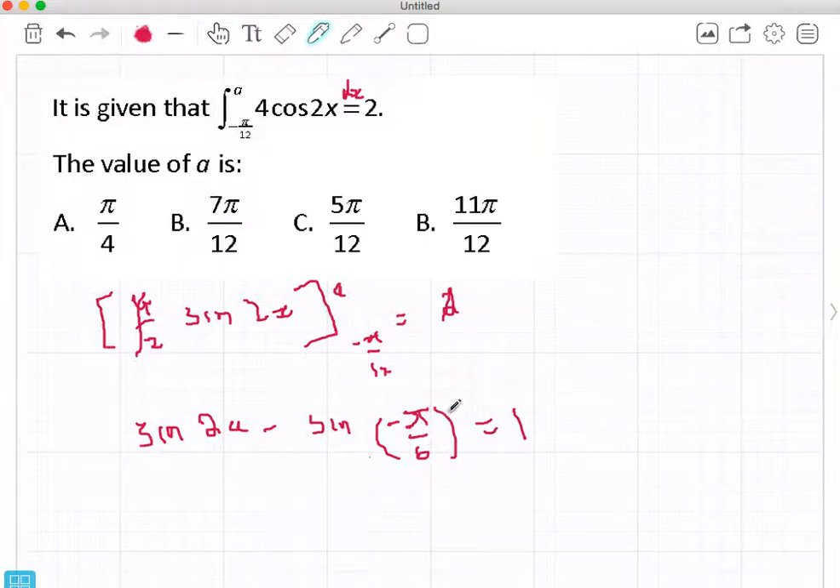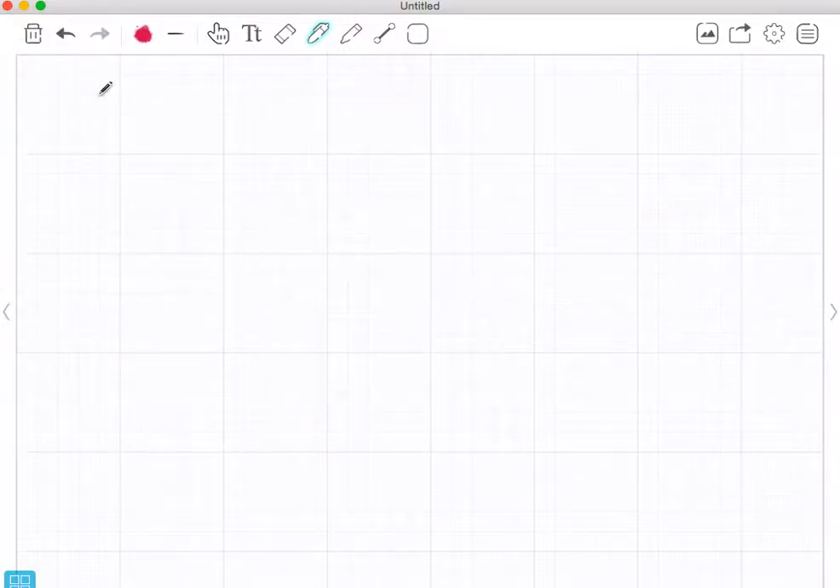This here, this is minus a half. You should know that sine of pi over 6 is a half, so sine of minus pi over 6 is minus a half. So this ends up being minus minus a half, so it's actually plus a half. So I've got sine 2a plus a half equals 1. So obviously sine 2a is now equal to a half by taking a half from both sides. So let's just rewrite that: sine 2a equals a half.